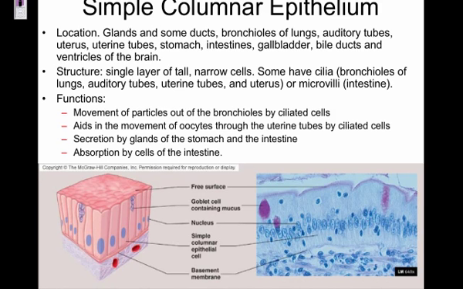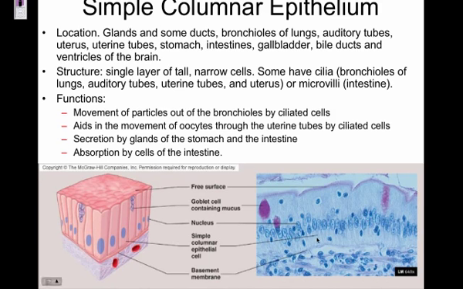Gallbladder, bile ducts, so several different areas. And if it has cilia, again, it's going to move mucus, move particles out of the bronchioles. It can also secrete mucus, so sometimes there's goblet cells associated with it, or absorbing by the intestine.